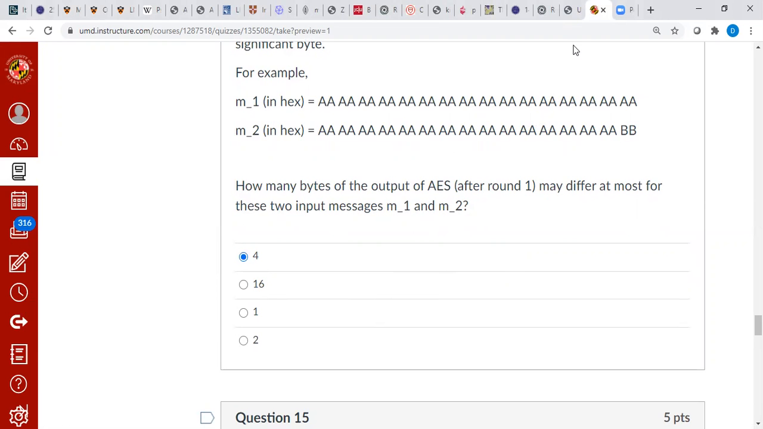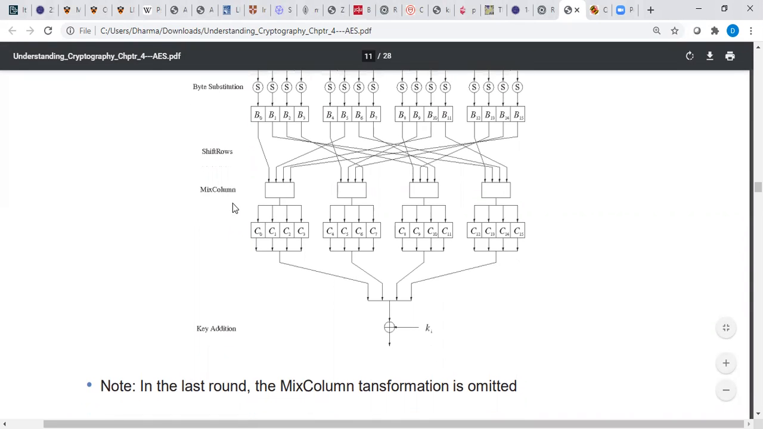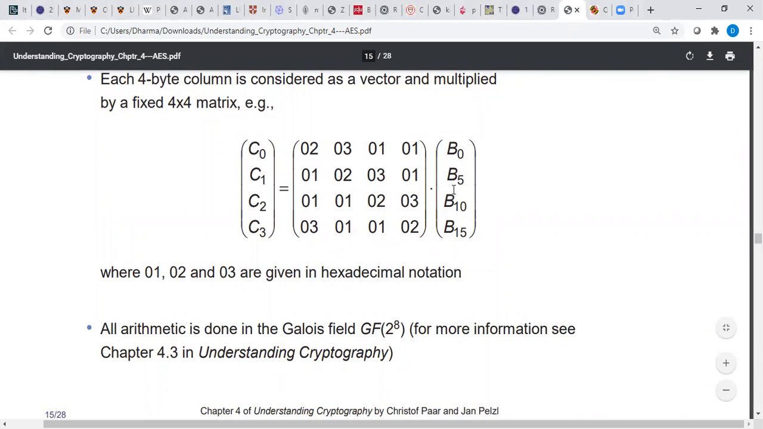And very quickly, I wanted to show you the official matrix that is defined as part of the AES, which is not needed for this problem, but it's good to see it. So it takes your B0, B5, B10, B15, multiplies with this matrix to produce C0, C1, C2, C3. This is an invertible matrix. And the multiplication is all happening in a particular mathematical structure, but you get the idea that if you multiply a matrix with a vector, you get another vector. And each element C0 depends on B0, B5, B10, B15 because of the matrix multiplication.